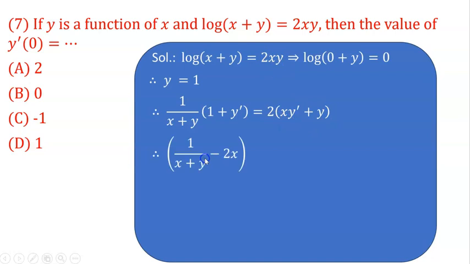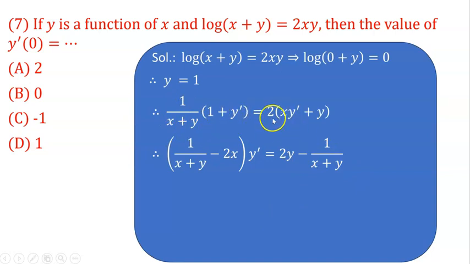Okay. And hence we collect the terms of y dash. Here we do multiplication, 1 upon x plus y into 1. Okay. Then take this term to the right hand side. It will become here 1 upon minus 1 upon x plus y. Next 1 upon x plus y into y dash.